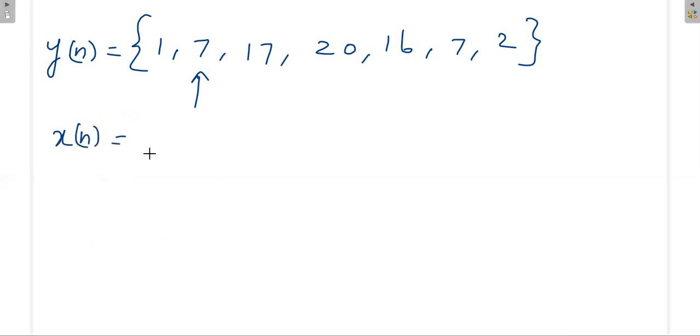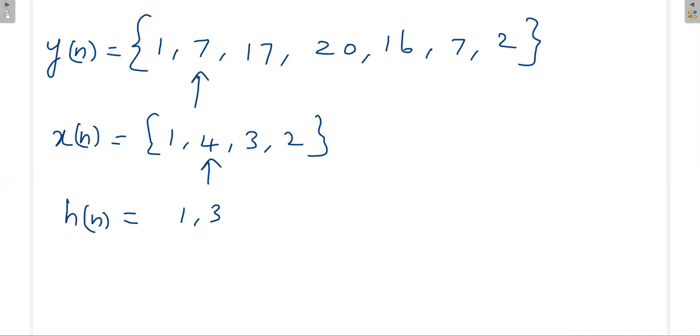The x of n value was 1, 4, 3, 2. What is the value of h of n? Simply 1, 3, 2, 1. Just now, finally, we have calculated the output sample values. Now we just have to cross verify whether it is true or not.